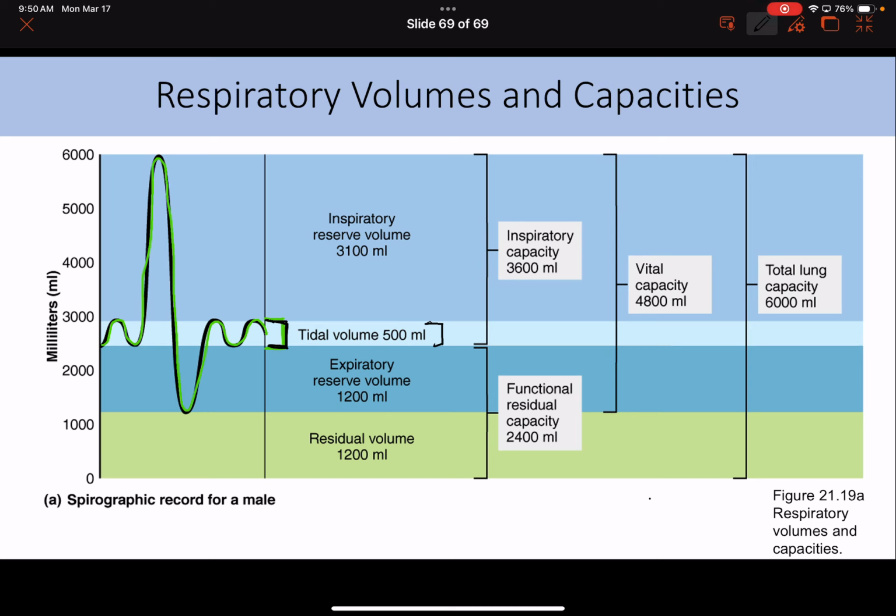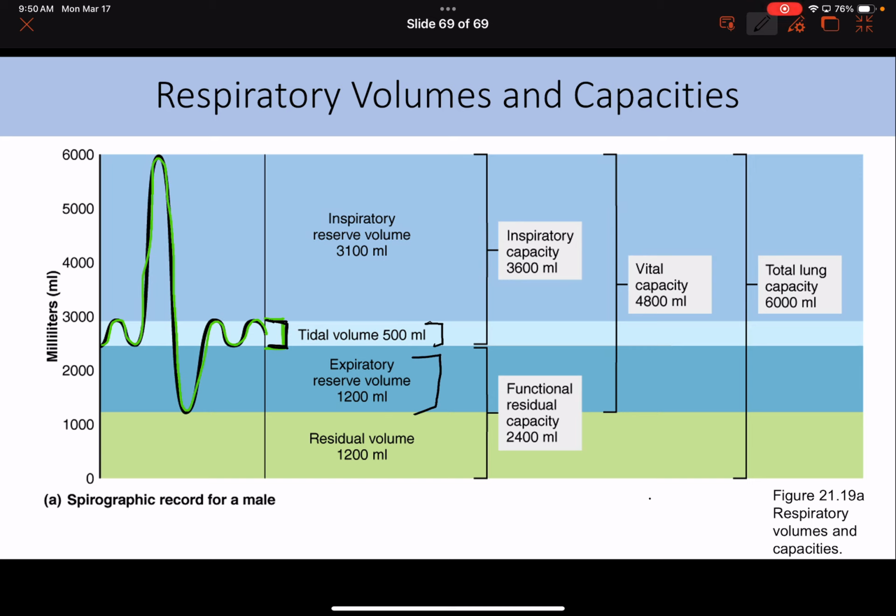So your expiratory reserve volume is the amount of air that you can move out of your lungs past your normal breathing. So not by taking a deep breath in and then out, but just from rest, how much air can you move out past that? It's only about 1,200 milliliters of air.